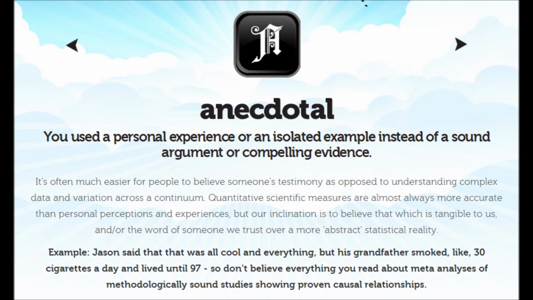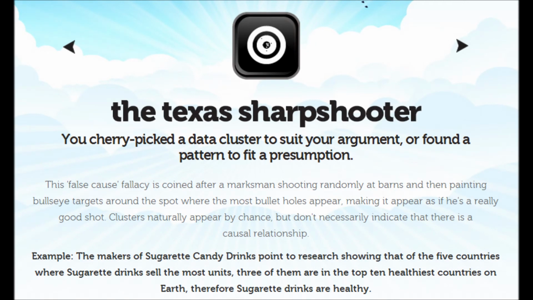Example: Jason said that that was all cool and everything, but his grandfather smoked, like, 30 cigarettes a day, and lived until 97, so don't believe everything you read about meta-analysis of methodologically sound studies showing proven causal relationships.